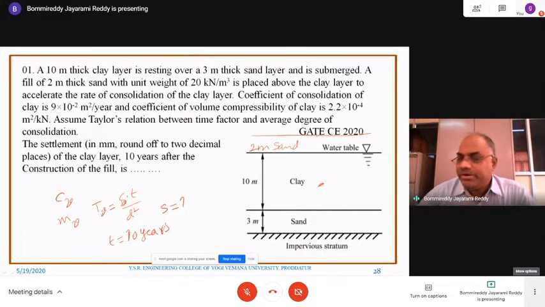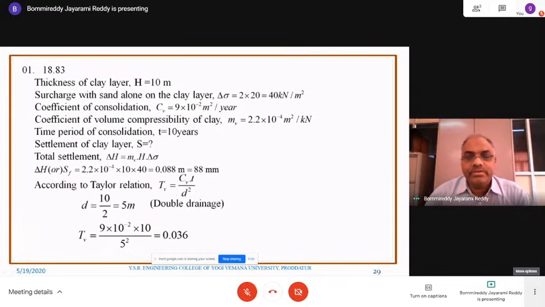Because of 2 meters of sand provided over clay, what is delta sigma? Delta sigma equals 2 multiplied by 20, because its density is also given as 20 kilonewton per meter cube. So delta sigma is now 40 kilonewton per square meter. So that is given here. You can look at 20 into 40. And the coefficient of consolidation is directly given. The coefficient of volume compressibility is also given, and the time period of consolidation is given. S is to be found. So this is the question.